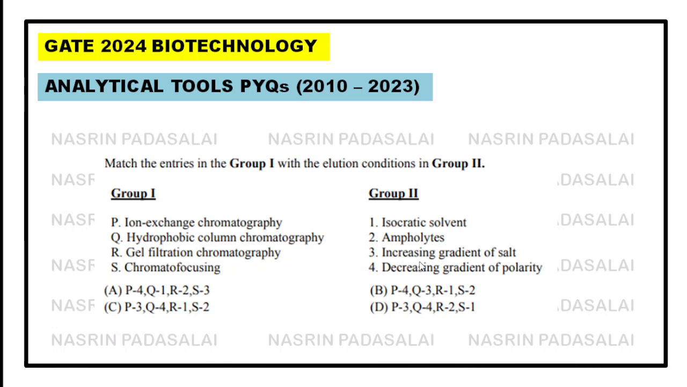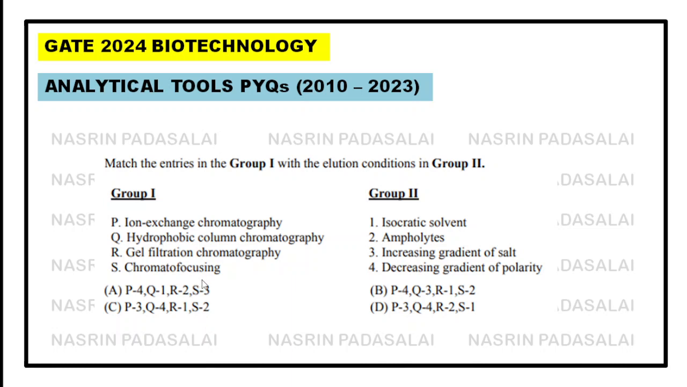Next, in hydrophobic column chromatography, which is based on hydrophobicity and polarity, they will be employing a decreasing gradient of polarity. So they will be starting with a high concentration, and they will keep on reducing it. Next, in gel filtration chromatography, they will be employing isocratic solvents. Okay, so P is 3, Q is 4, and R is 1, and again chromatofocusing.